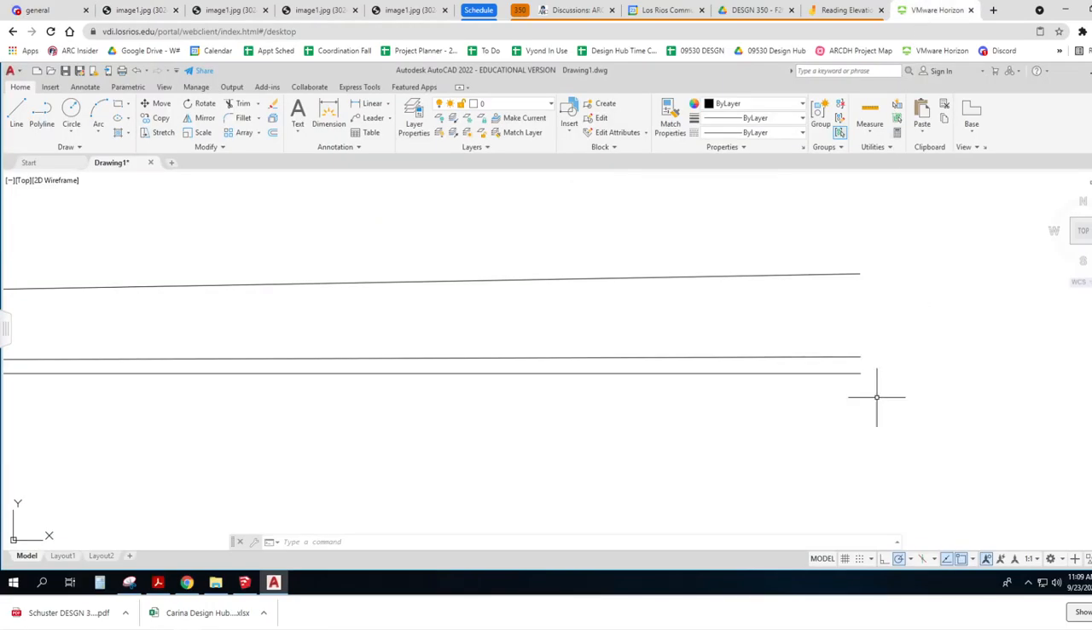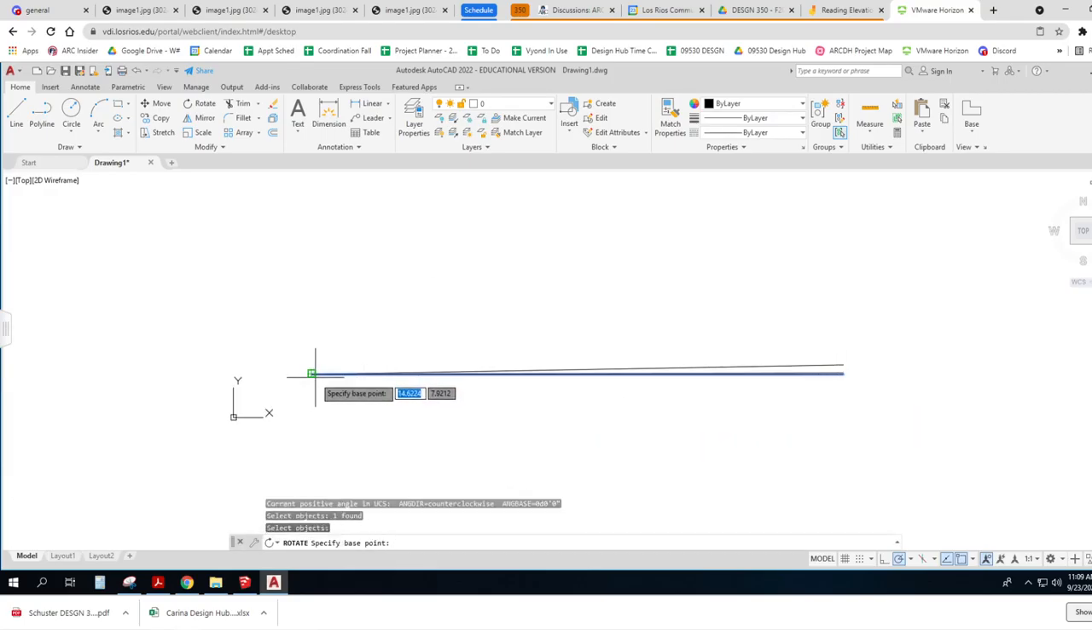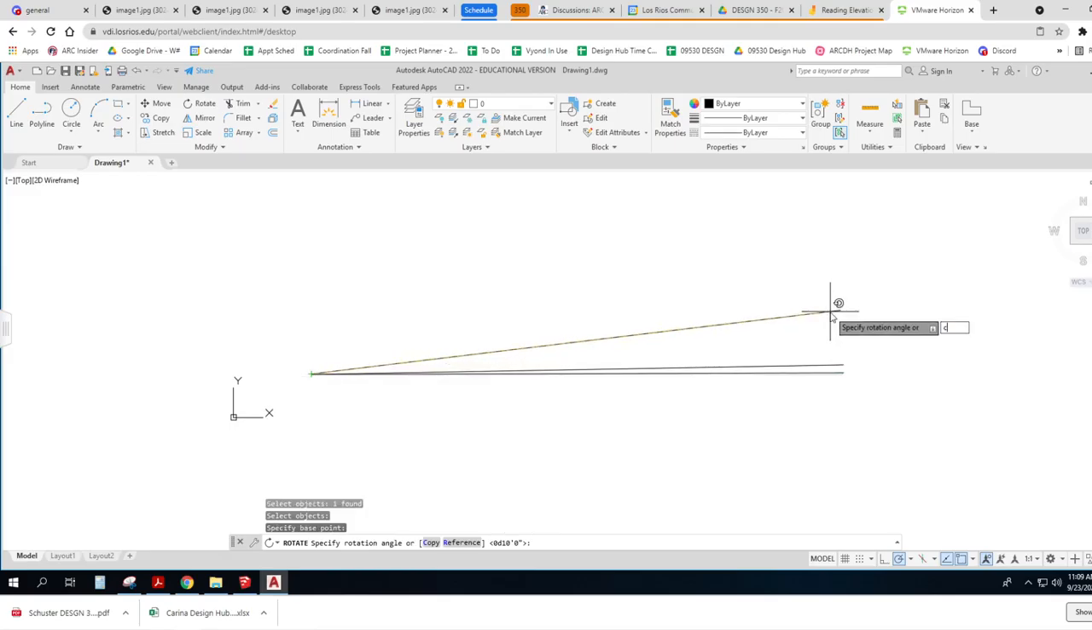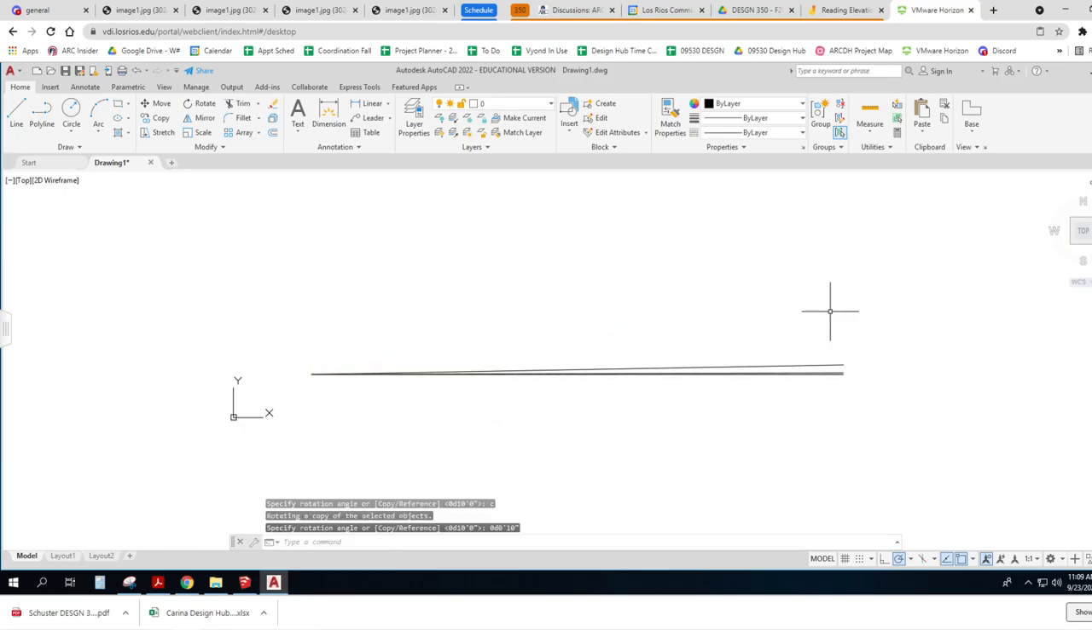Let's see what 1 minute is. Rotate. Copy. And I'm going to go 0 degrees, 0 minutes. And what did I say that was? 10 seconds? So that gap was 10 seconds.